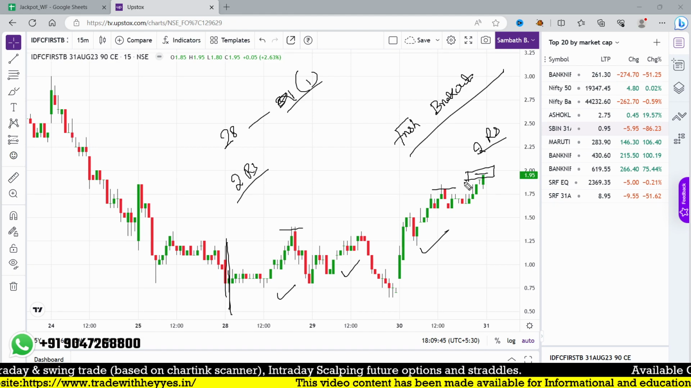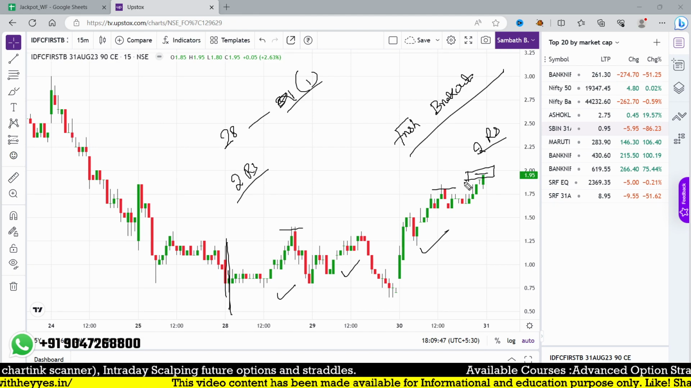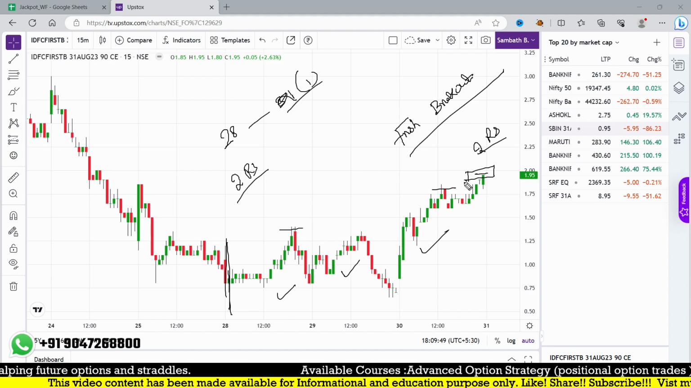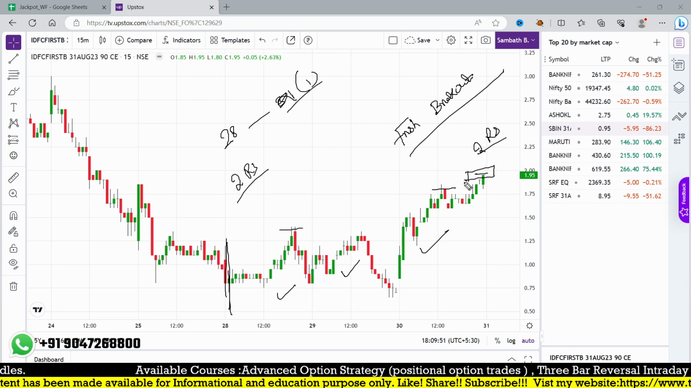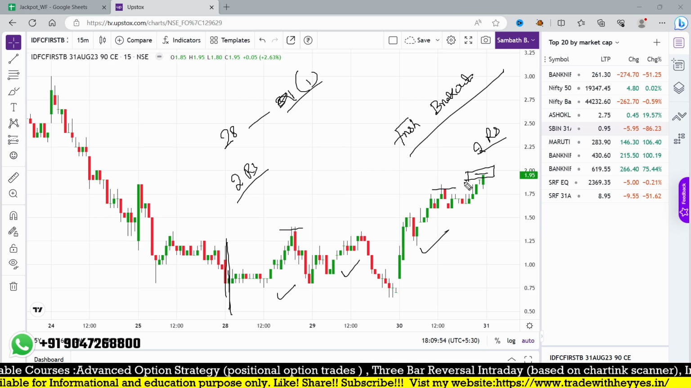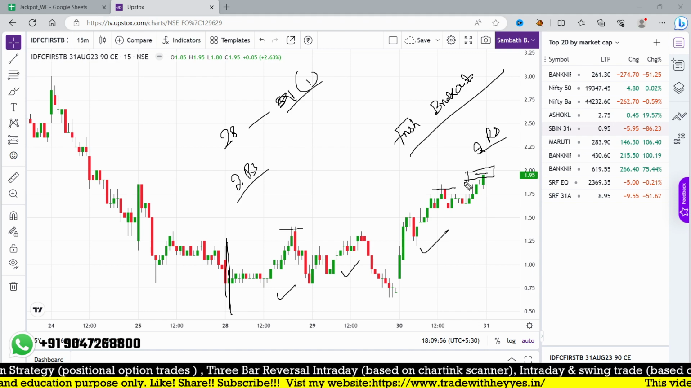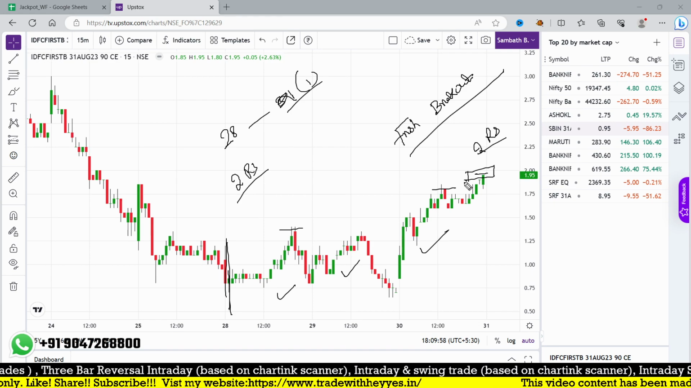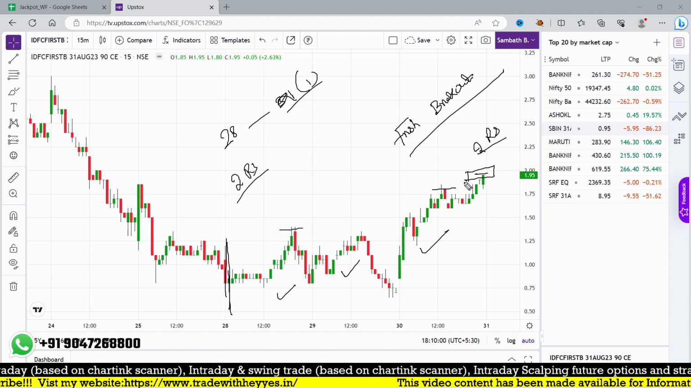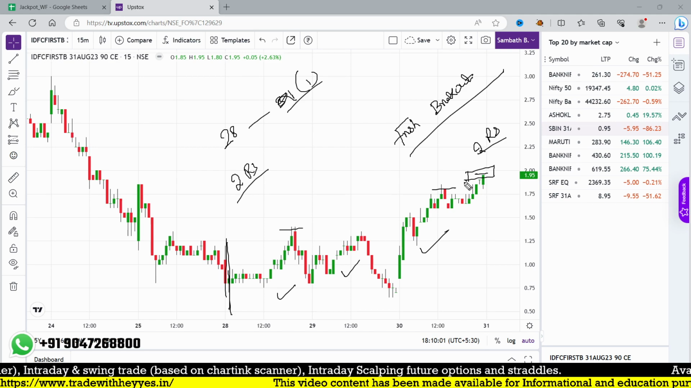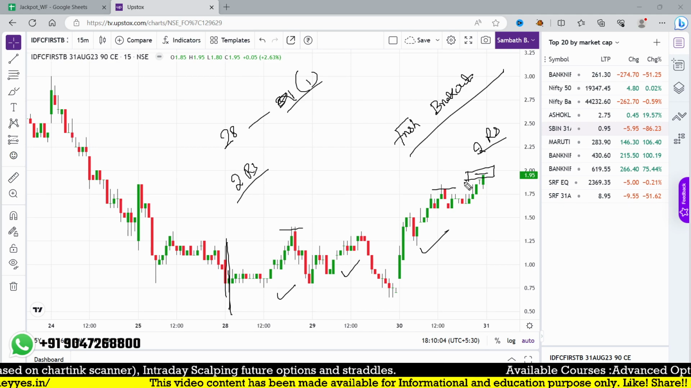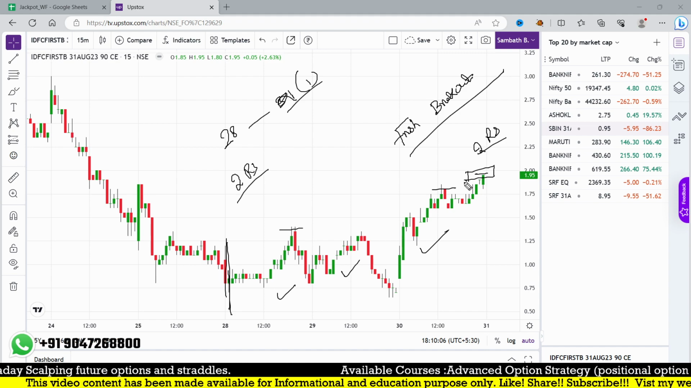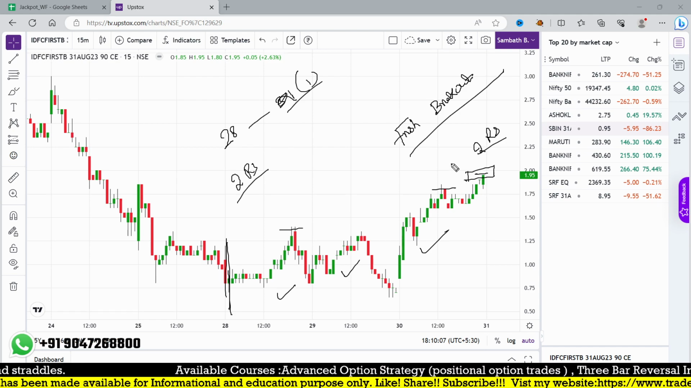You may be using your technical indicators, your analysis or your charts. Maybe some indicators or some other technique, you can apply that technique once the breakout has happened. Then you can fix your target and stop loss, derive your target and stop loss, and then you can trade. So this is called the fresh breakout.